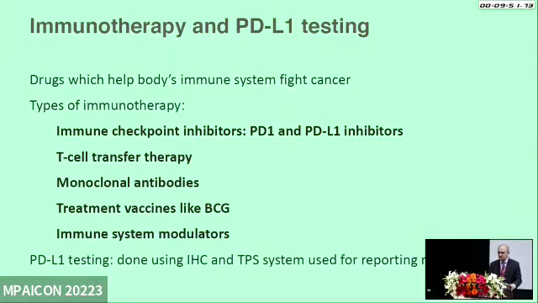The other immunotherapies that are known and exist are T-cell transfer therapy, monoclonal antibodies, treatment vaccines like BCG, which is used for bladder cancer, and immune system modulators. Now, PD-L1 testing in non-small cell lung carcinoma is done using immunohistochemistry, and the scoring system that is used is the TPS.